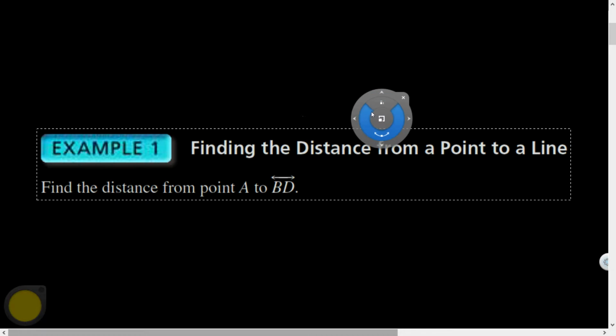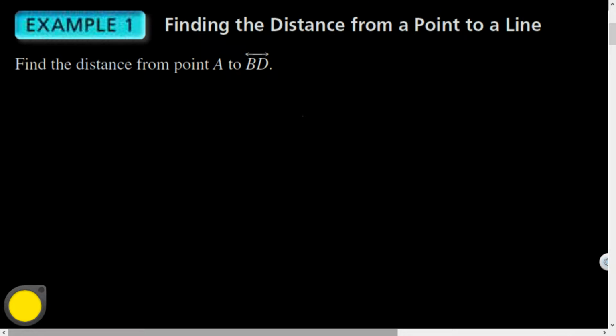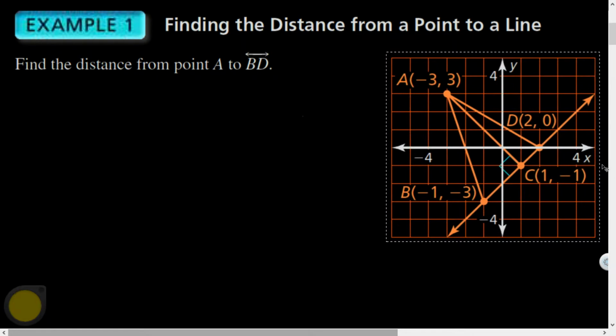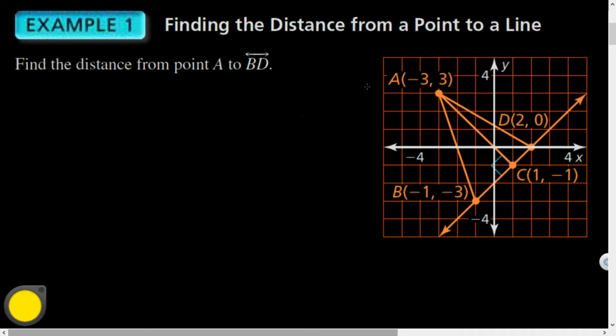So if I want to find the distance from a point to a line, which, by the way, these examples they give you right now are easy to catch. I think they set you up for success. They didn't make it too complicated yet. Tomorrow's lesson will get a little more complicated. But here we go. I believe you have this sketch already.